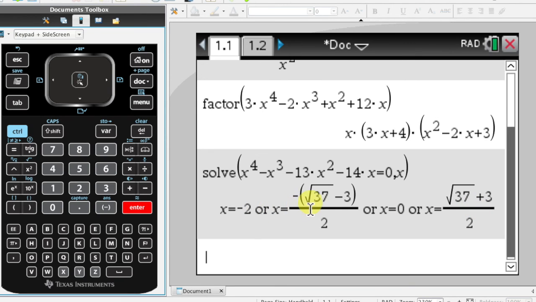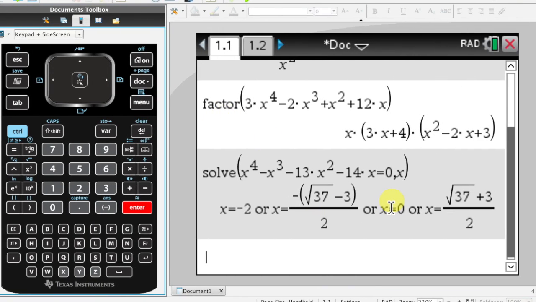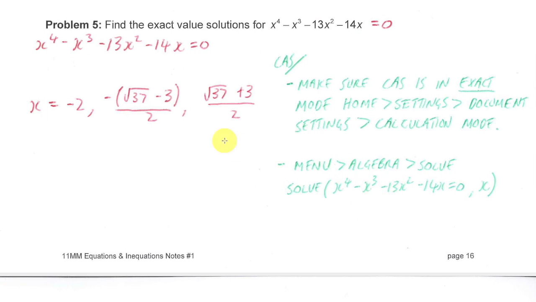So -2, this involving a radical symbol, 0, and that. So you can see my solutions listed here. And what I've failed to do in my written solution is write down x equaling 0 as well. So just in your notes, if we can just add 0 to it as well. But the big key there, guys, is to make sure you're in exact mode, then just solve.